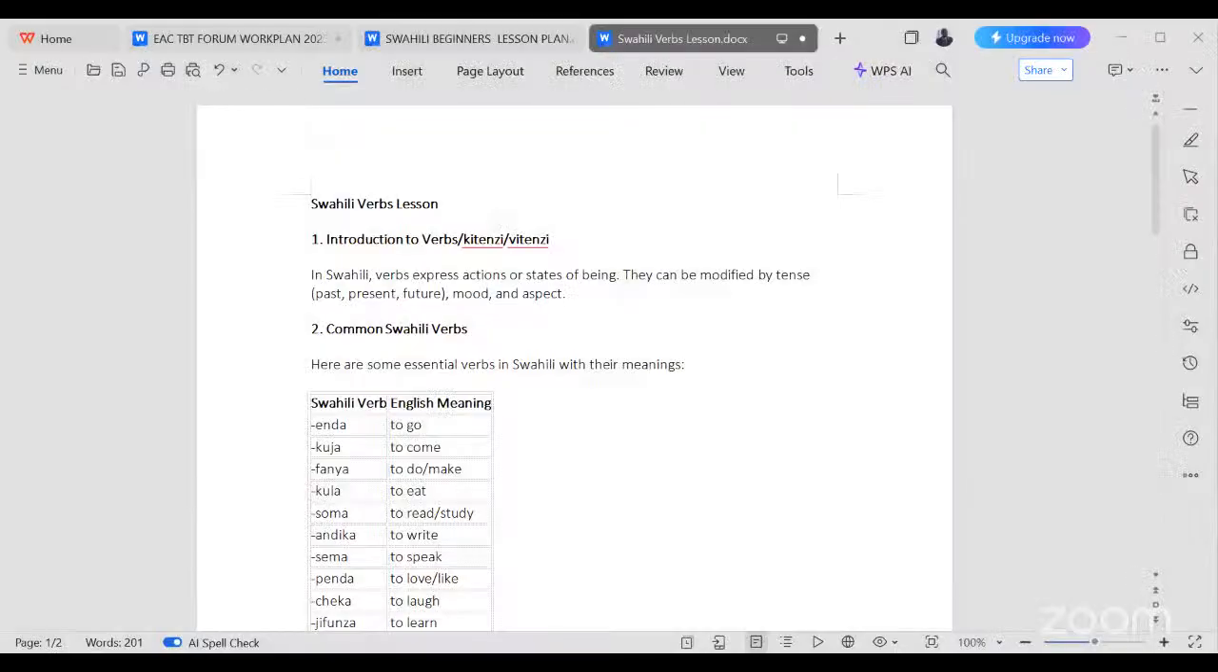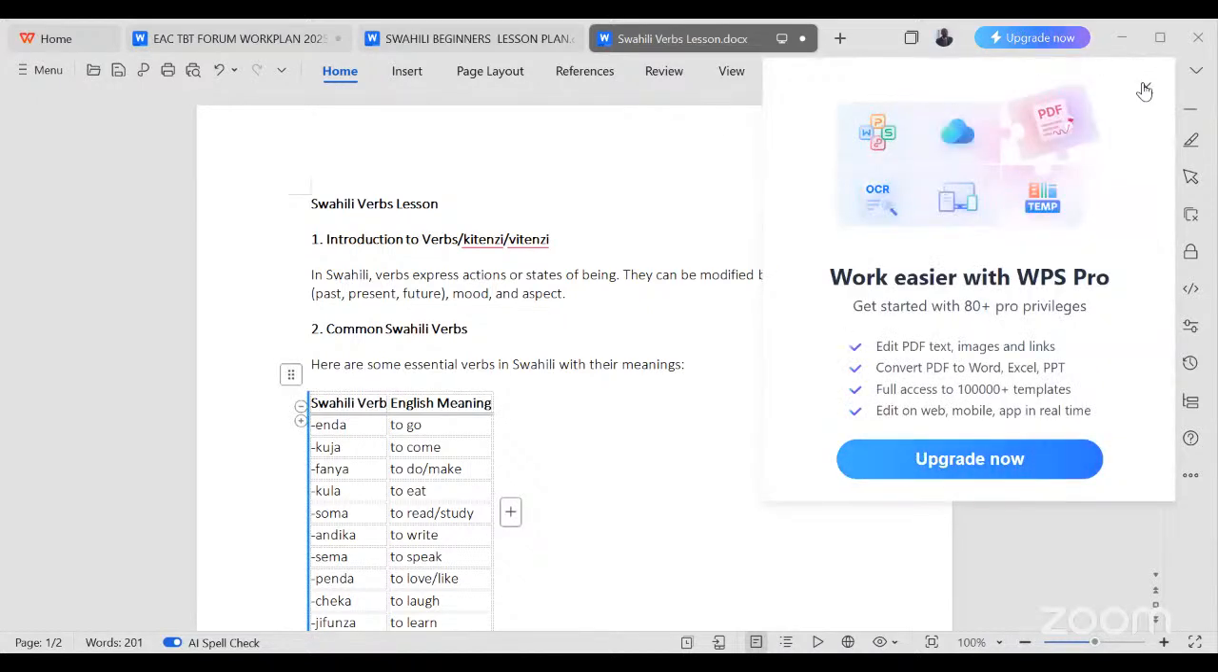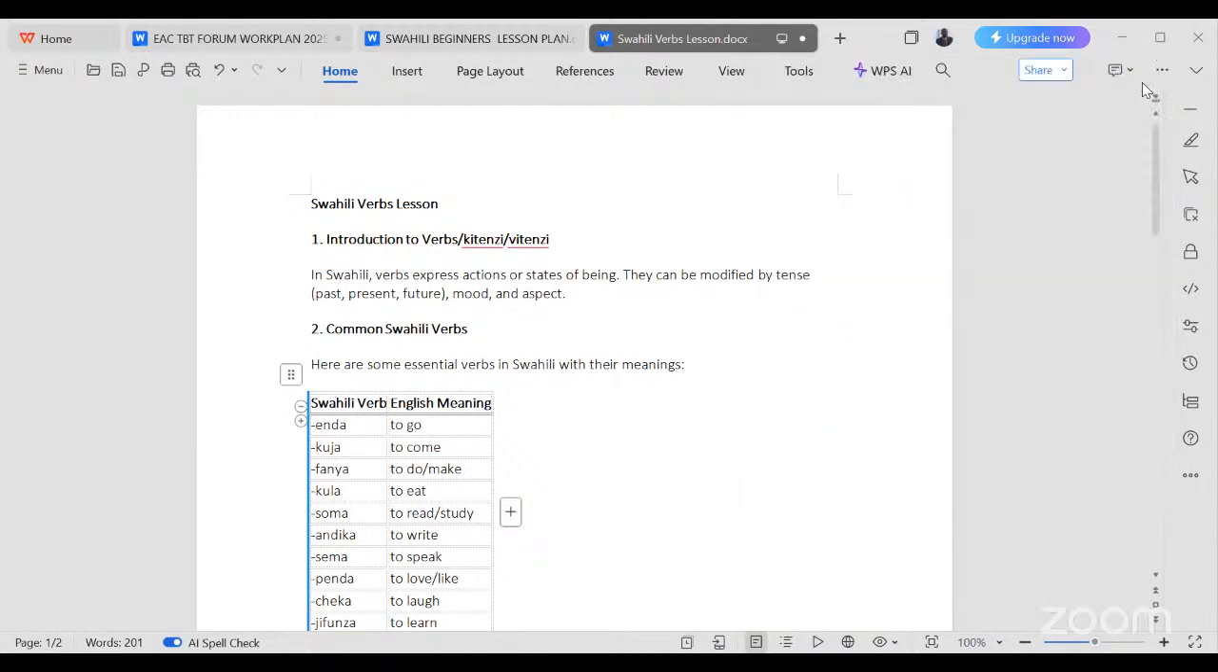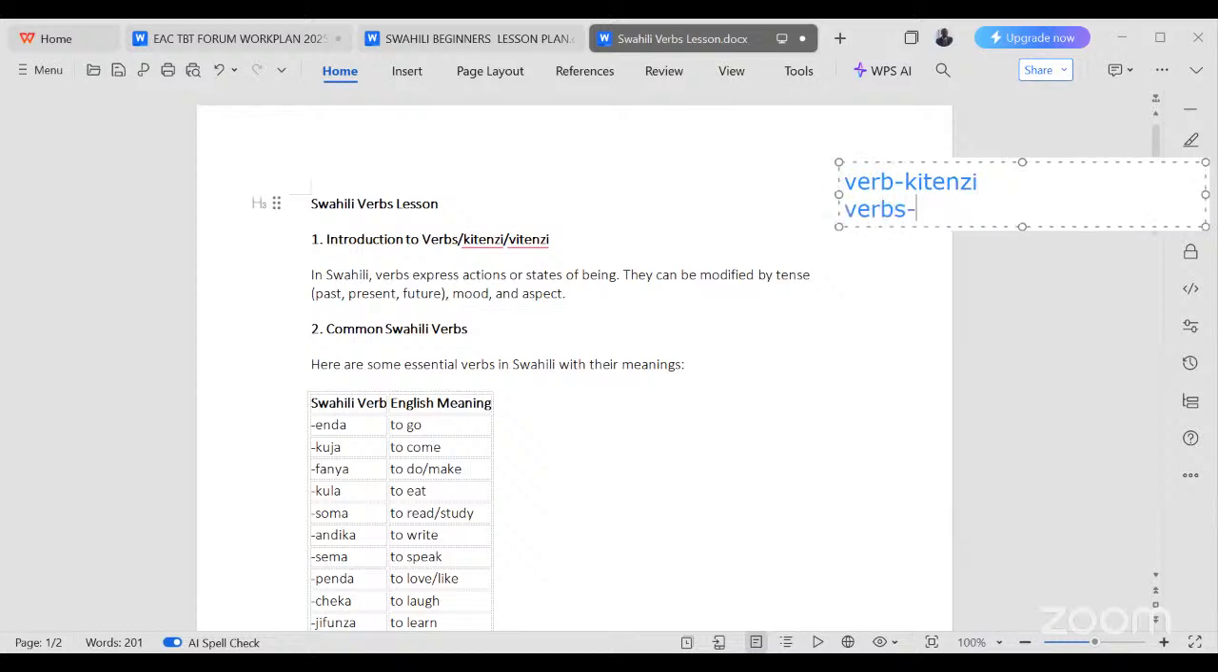We are now in the verbs. As we look at the verbs today, first of all, a verb in Swahili is called kitenzi. It's basically a doing word. Let me write. Hope you can see my main screen. So the verb is the doing word, as English calls it. In Swahili, we call it kitenzi, while verbs are called vitenzi.